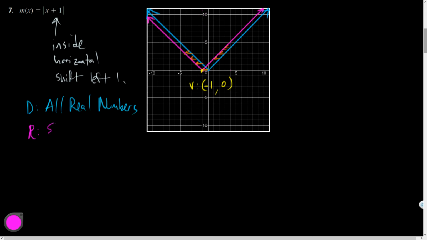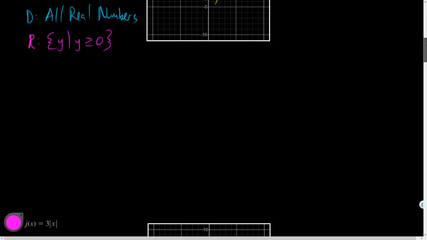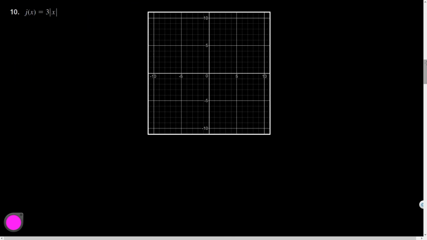Everything above. Now, it wasn't shifted up or down, so it's everything above 0 or equal to 0. So the set of all y such that y is greater than or equal to 0. Your book might write that a little bit different, but it's the same idea. Everything bigger than or equal to 0. All right, last problem that I'm going to do for this video. All right, he's telling me already. This is on the outside of the abs val, so it's vertical.